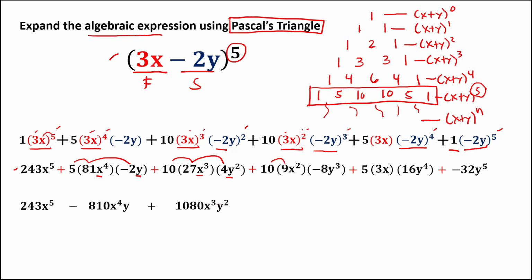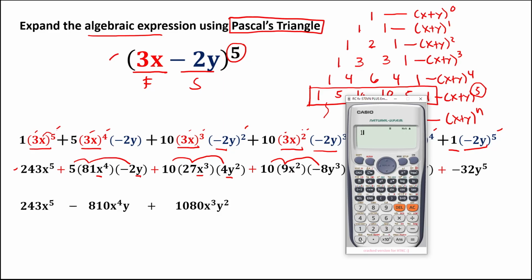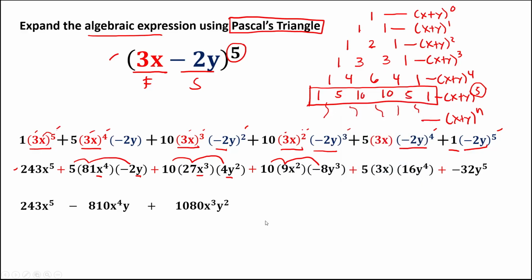Then for this, multiply these three numbers. So that's 10 times positive 9, then times negative 8. So that's negative 720. So minus 720, then bring down these variables, x to the power 2 and y to the power 3.